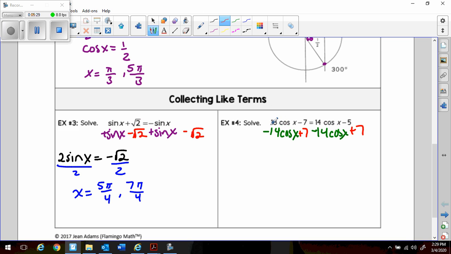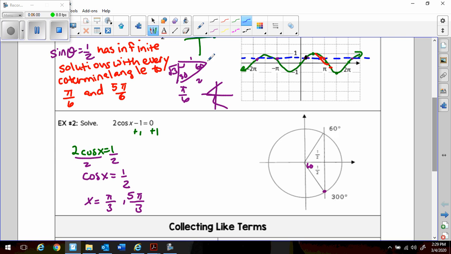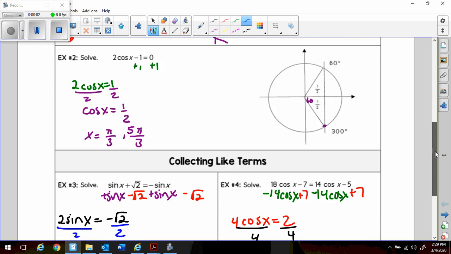So 18 minus 14 will be 4 cosine of x is equal to negative 5 plus 7 is 2. And we're going to divide by 4. So we have cosine of x is equal to 2 over 4, which is 1/2. So this is asking me where is cosine positive 1/2. Well, cosine are my x values, and x values are positive in quadrant 1 and 4. We already kind of talked about this. Cosine is 1/2 at 60 degrees. So in quadrant 1, that's just pi over 3.